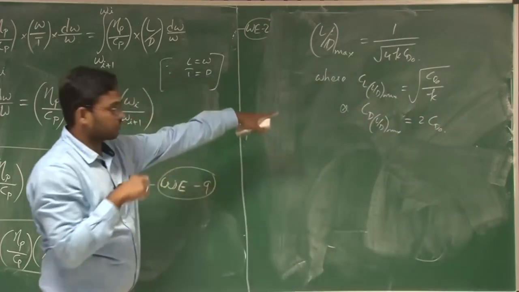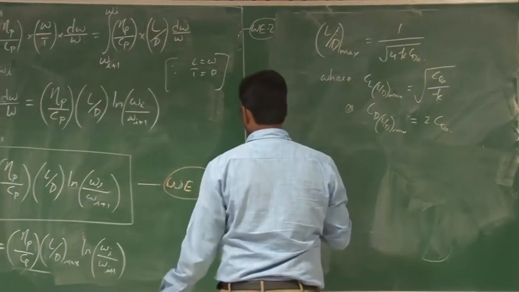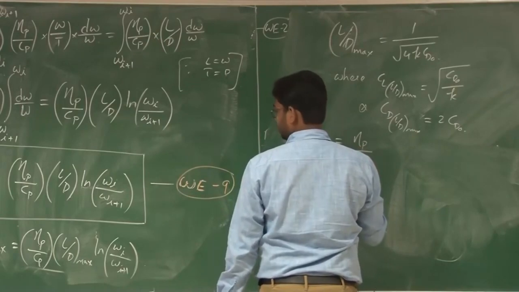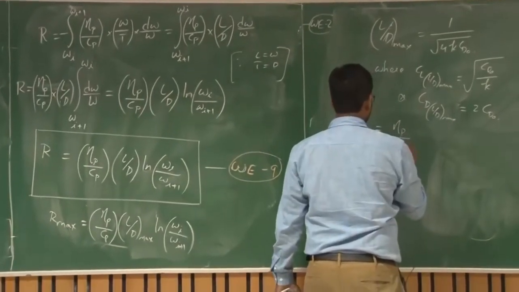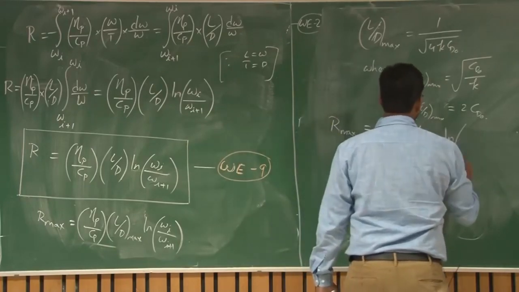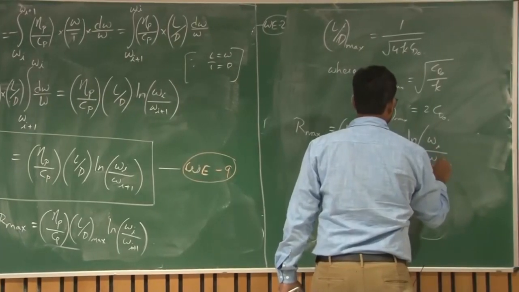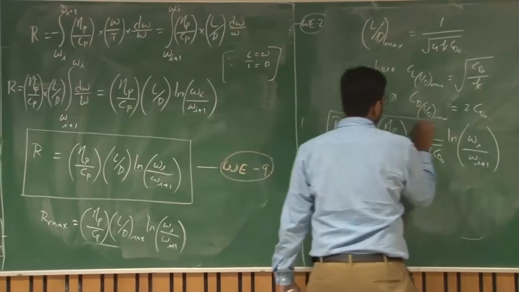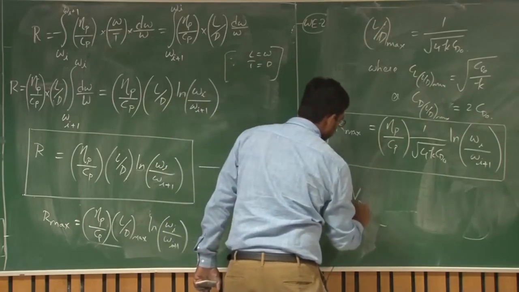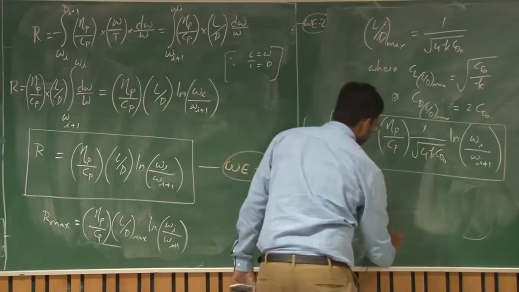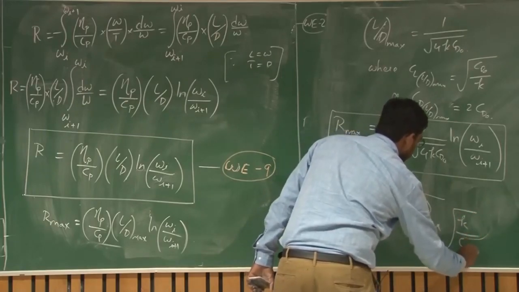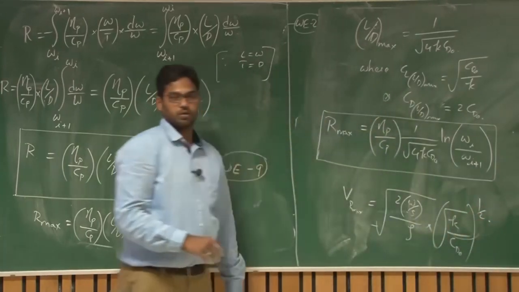The induced drag is equal to the profile drag in this case. So if you substitute this, the range maximum will be eta P by Cp into 1 by root over 4k CD naught, ln of Wi by Wi plus 1. This is the maximum range that you can obtain for a given fuel load. And the corresponding velocity for R max will be root over twice the wing loading by rho into root over k by CD naught to the power of 1 by 2, or the 4th root of CD naught by k.